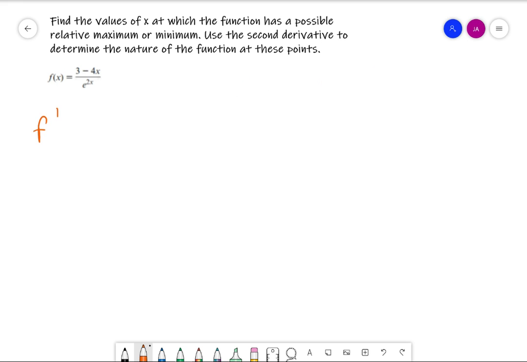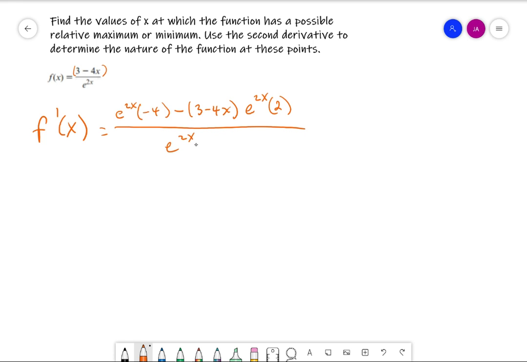And to find f prime of x, first we leave the denominator alone, e to the 2x, times the derivative of the numerator, but the derivative of 3 minus 4x is negative 4, minus, leave the numerator alone, that's 3 minus 4x, times the derivative of e to the 2x, but the derivative of e to the 2x is e to the 2x times the derivative of the inner function 2x, which is just 2. All divided by e to the 2x raised to the second power. Right? I just used the quotient rule with the chain rules that existed within.